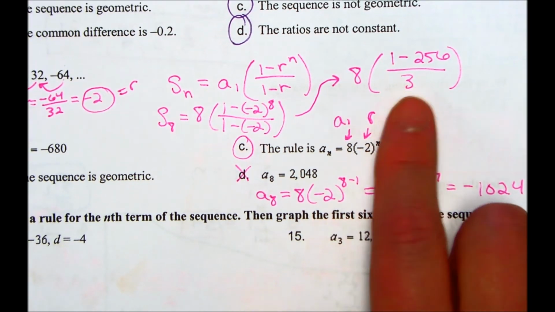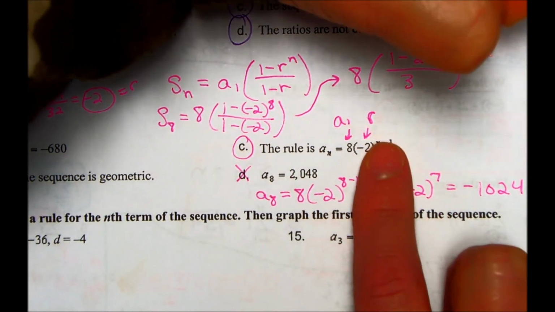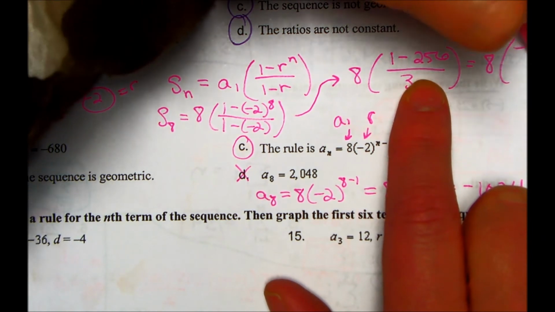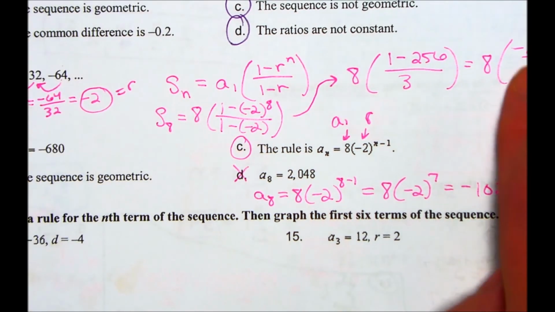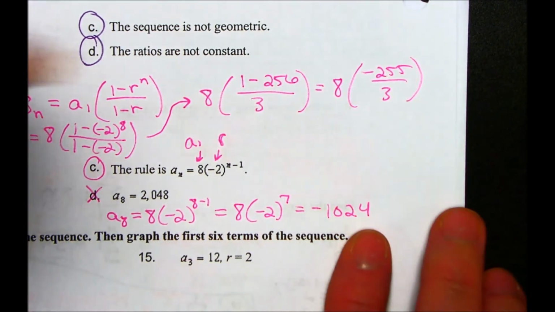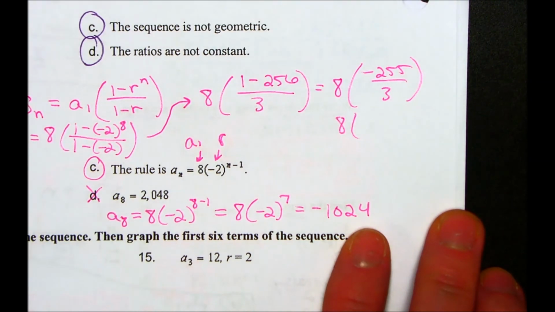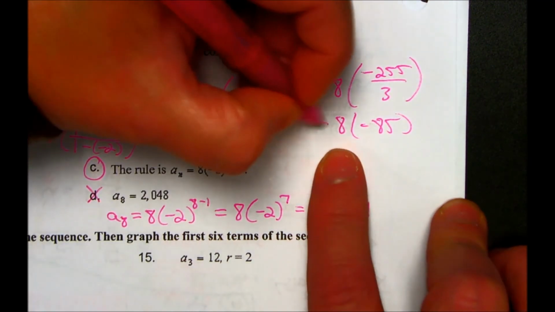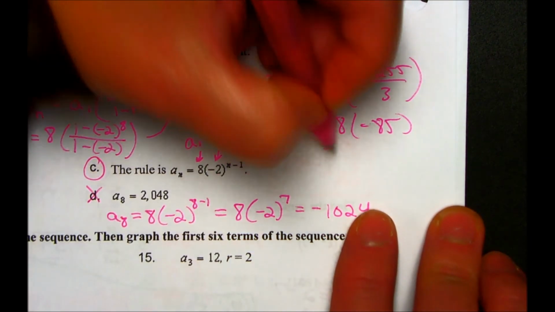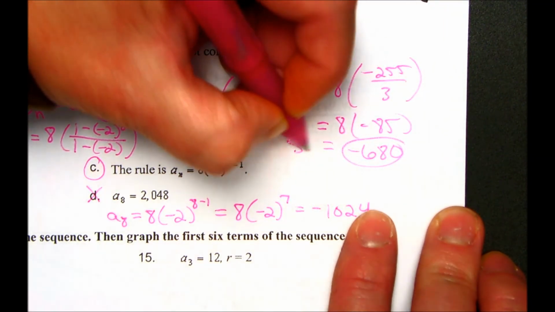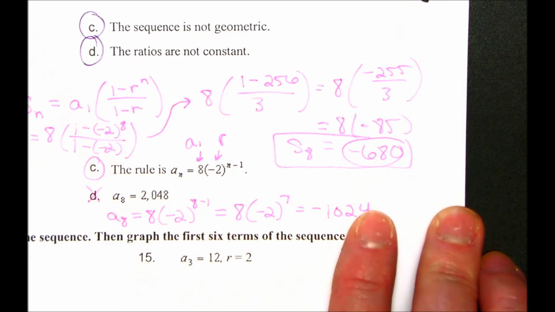Okay, so now I'm going to continue simplifying this. The 1 minus 256 is going to be negative 255. If I divide negative 255 by 8, that's going to equal negative 85. So when I multiply the negative 85 by 8, I get negative 680. So S sub 8 equals negative 680.